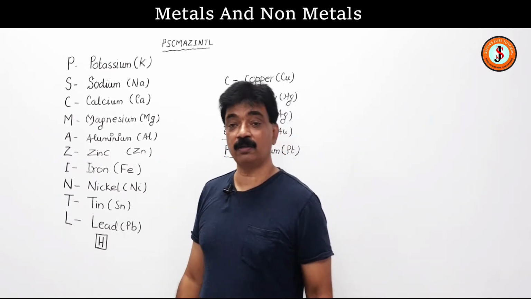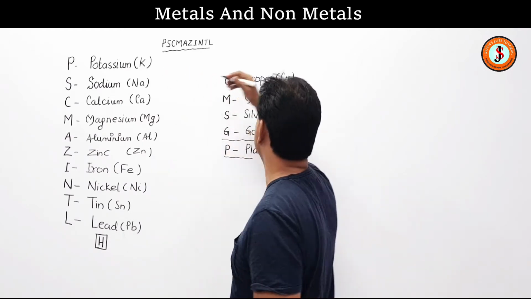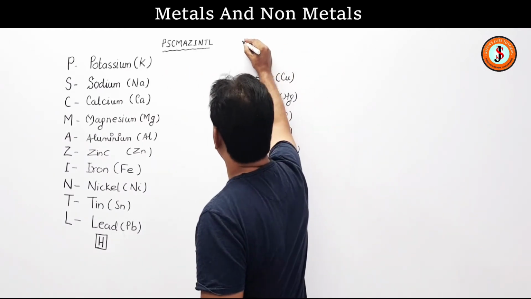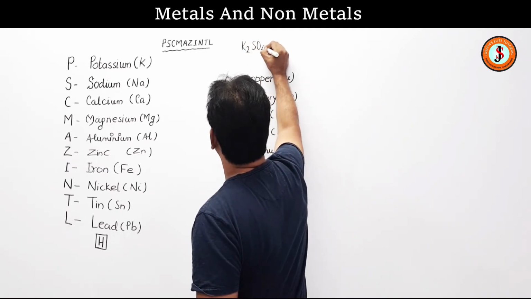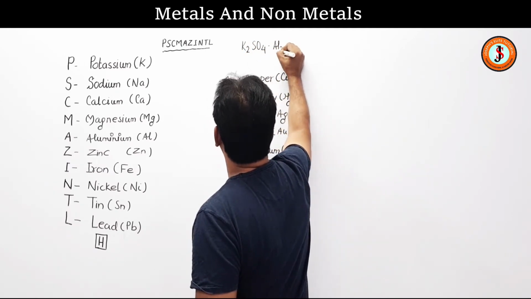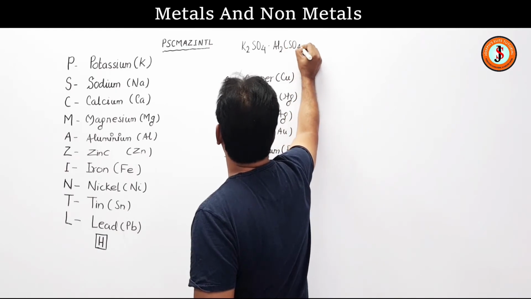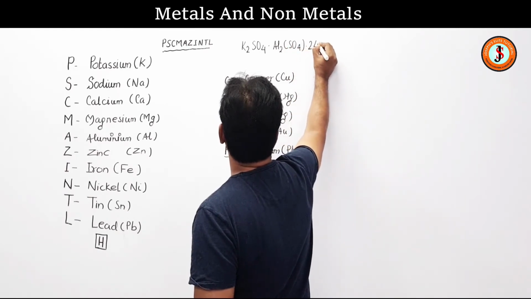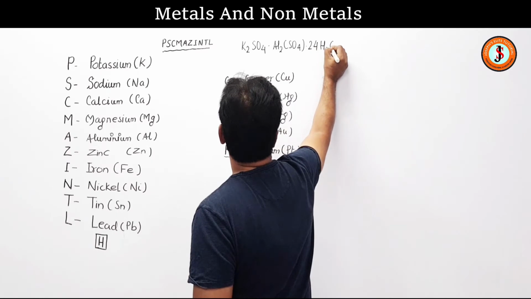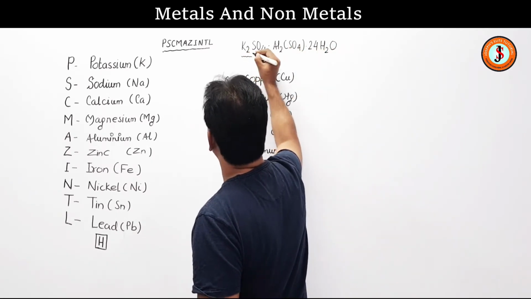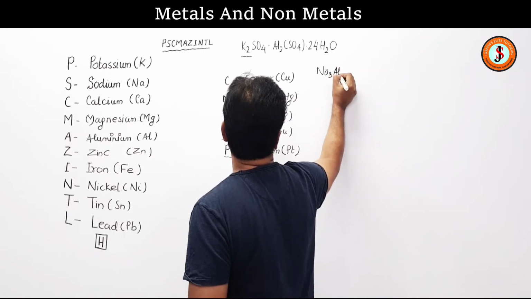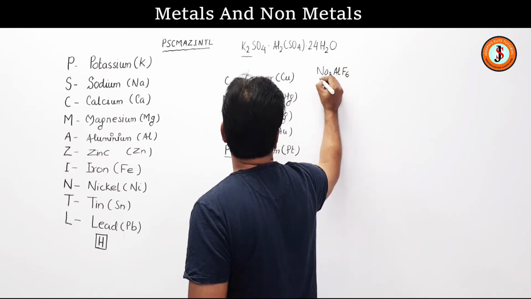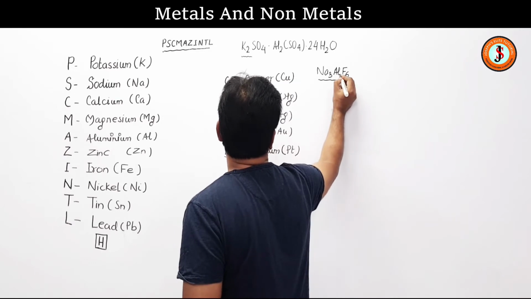For example, there is a very big compound where potassium can be seen, that is potash alum. The formula is K2SO4 into Al2(SO4)3 whole thrice into 24H2O, which is also known as potash alum. So, potassium is present here also. Cryolite is Na3AlF6. Now, here you see sodium is here and aluminum is here.